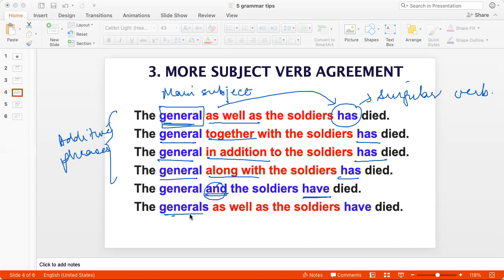Also, if my main subject itself is plural, then again, even with an additive phrase, my main verb, that is this verb, will also be plural. So if I say the generals as well as the soldiers have died, because this time the main subject itself is plural.